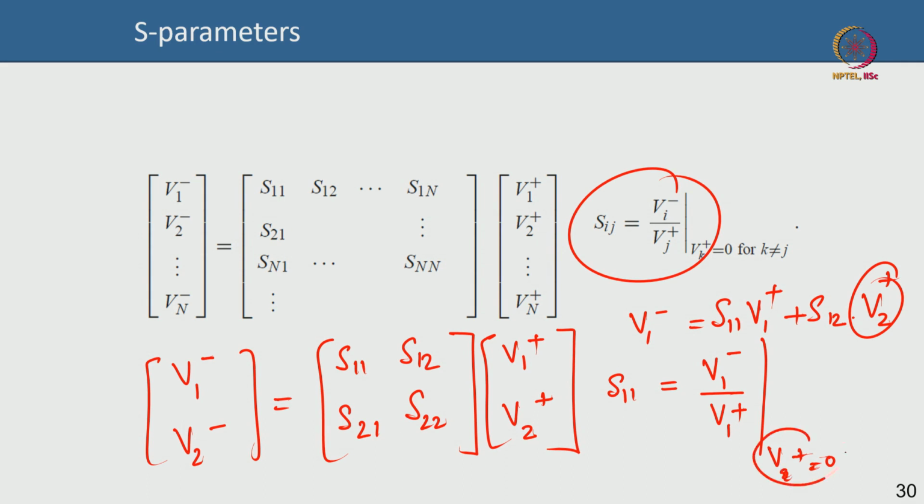What does V2 plus equal to 0 mean? So, you have a transistor, this is the output port, this is the input port, correct, this is V1 plus and there will be V1 minus that is coming in. So, V2 plus, which you can see is the incident wave here, is 0. It means that this port is matched.